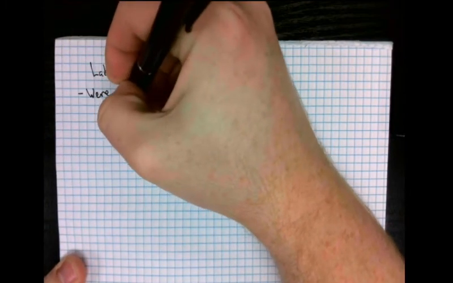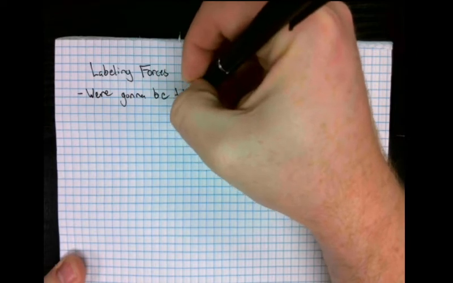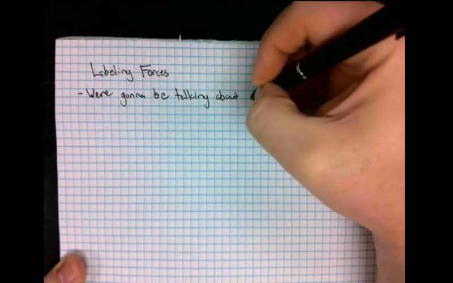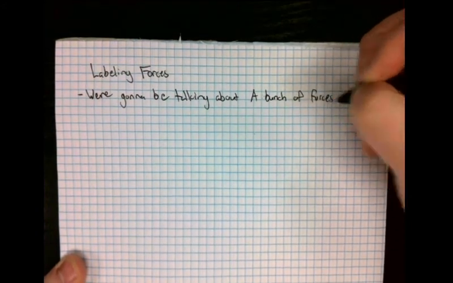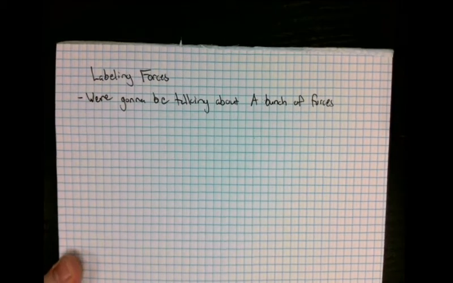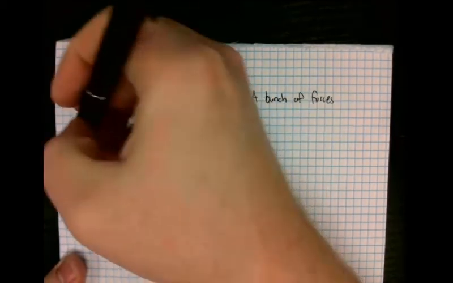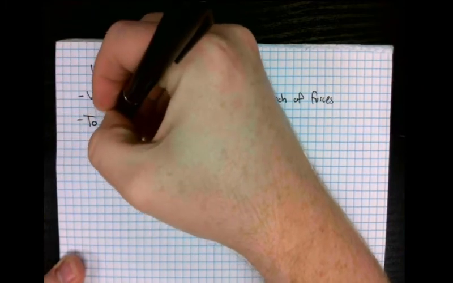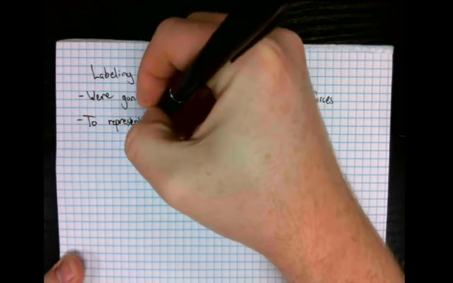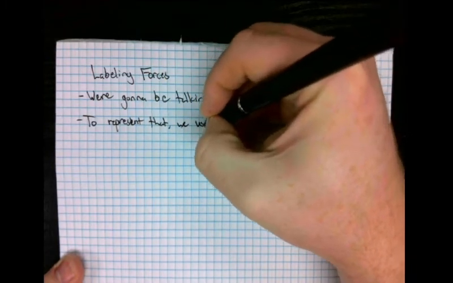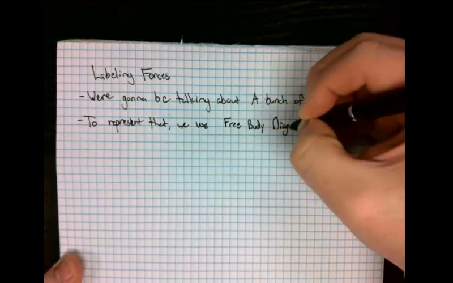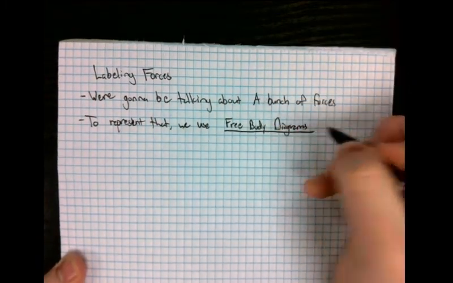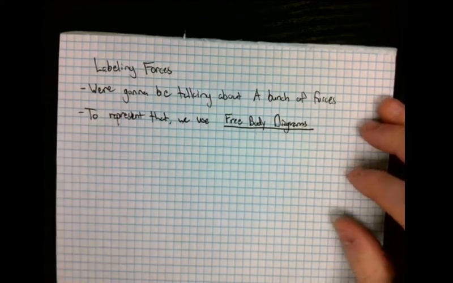And this is because we're going to be talking about a bunch of forces. And not just like, oh, we'll be discussing them abstractly. We'll be using a whole bunch of different forces in a lot of our problems. So to represent that, we're going to use what are called free body diagrams. We're going to treat each of the things that we're caring about as though they are a free body. They're not inhibited or attached to anything.